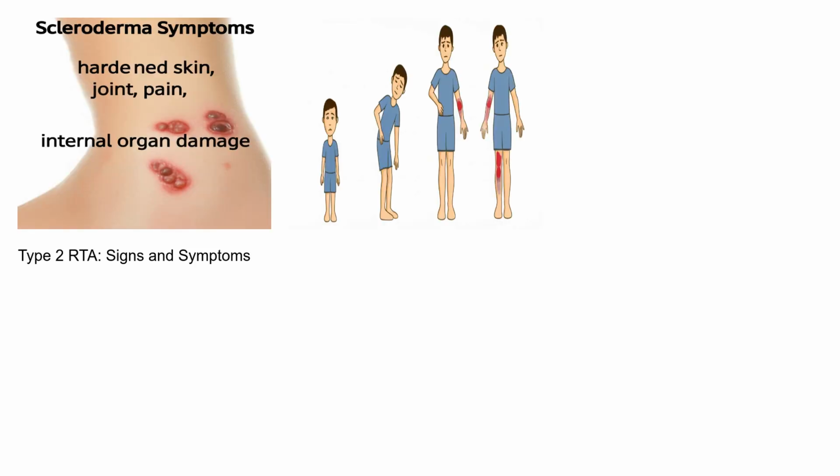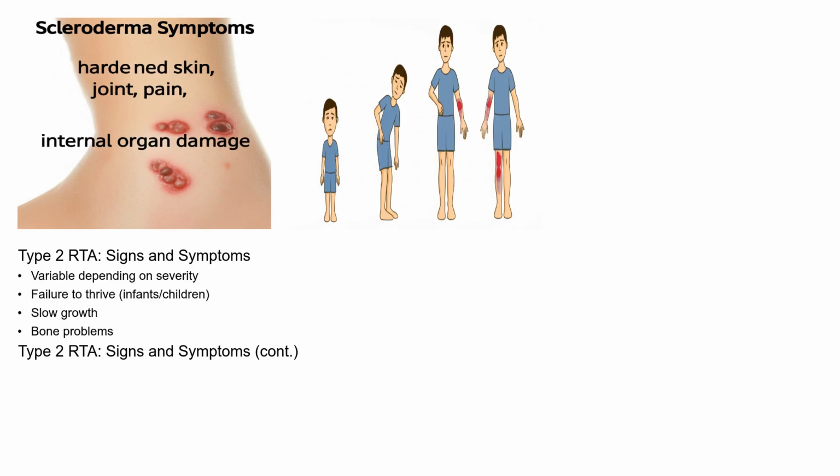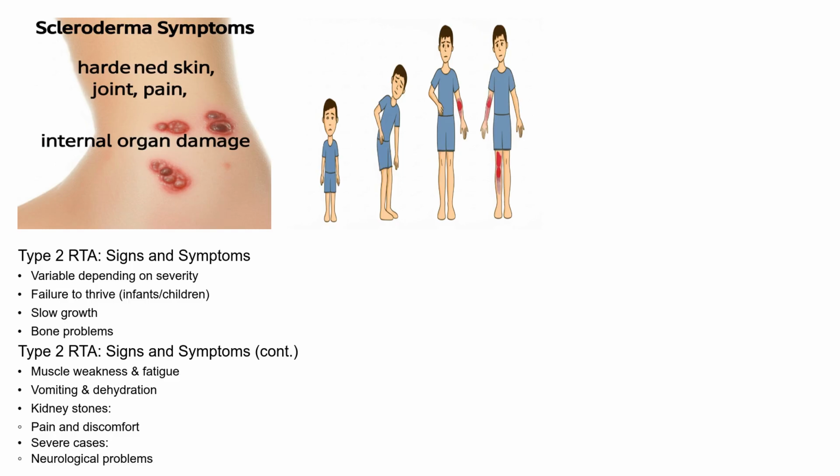The signs and symptoms of type 2 RTA can vary depending on the severity of the condition. Common symptoms include failure to thrive in infants and children, slow growth, bone problems like rickets or osteomalacia due to impaired calcium and phosphate handling, muscle weakness, fatigue, vomiting, and dehydration. Some individuals may also experience kidney stones, which can cause significant pain and discomfort. In severe cases, untreated RTA can lead to neurological problems and even coma.